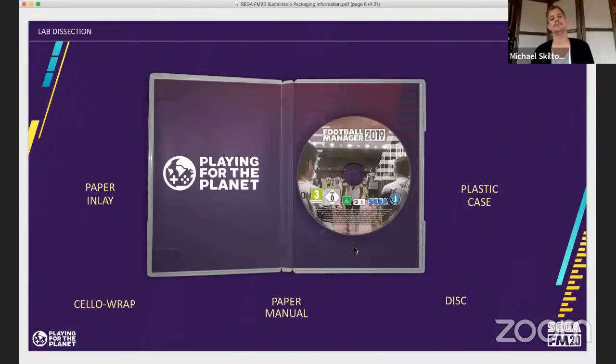Okay, we'd have a cello wrap or cellophane wrap, which is again made out of plastic, that we'd undo to know that it was new and it was preserved and it was looked after, and that when you buy it, you unwind it, rip it off, and therefore you've opened up your game. We might have a paper manual inside those, but again, they're not as popular as they used to be back in the day that I used to buy games as a young man.